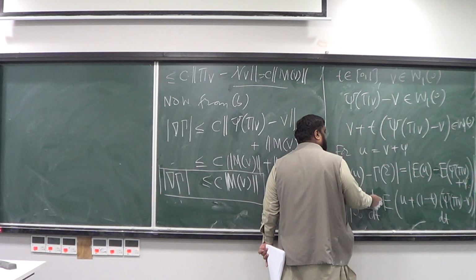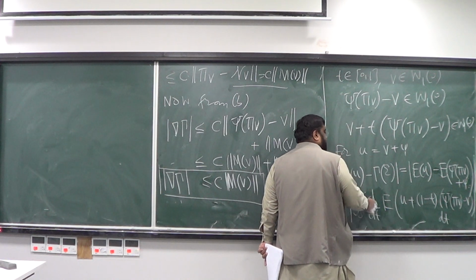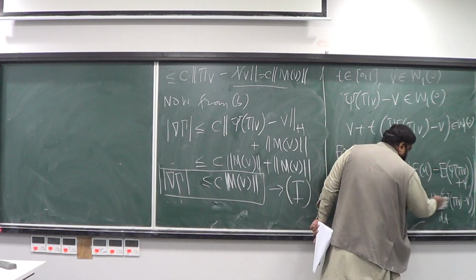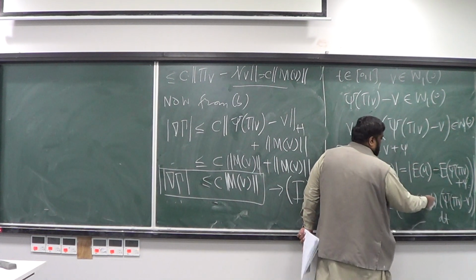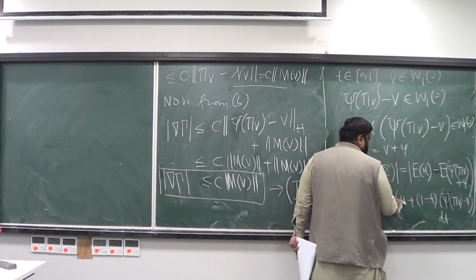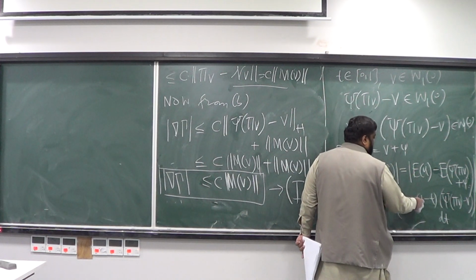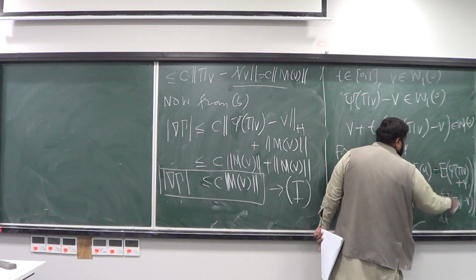Derivative of E operated onto the time derivative of this. So what would be the derivative of this inside? This is going to be 1 minus 0, so only this part would survive.